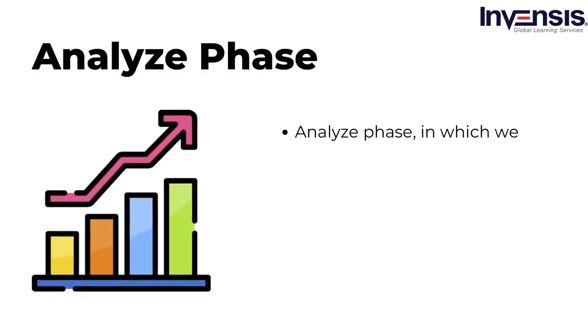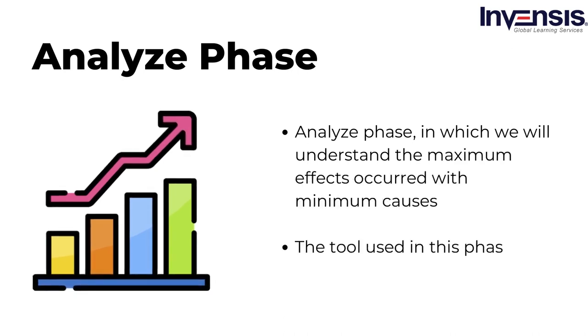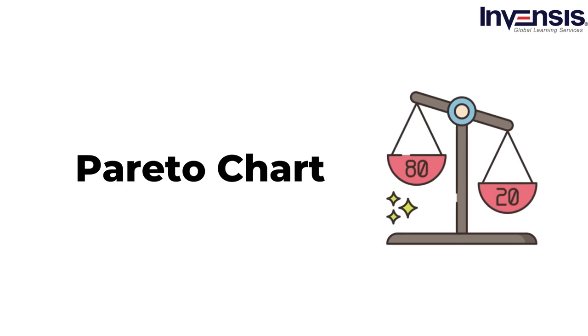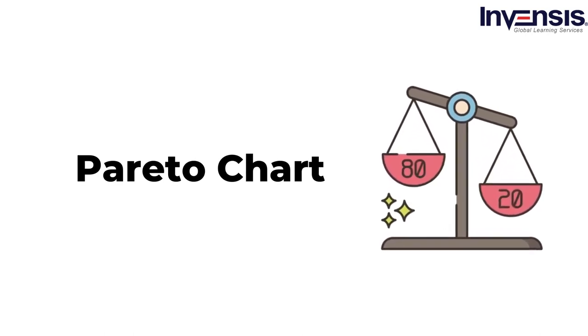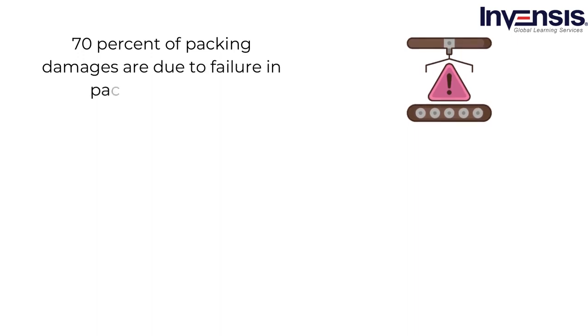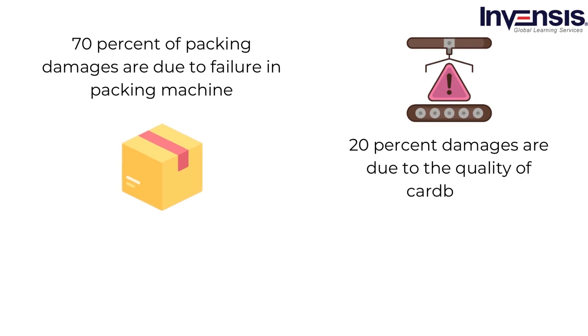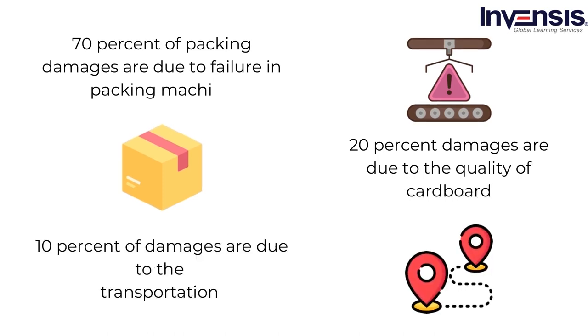Analyze phase, in which we will understand the maximum effects occurring from the minimum causes. The tool used in this phase is the Pareto chart. So, let us discuss the Pareto chart in detail. For this problem, let's say 70% of packing damages are due to failure in the packing machine, 20% of damages are due to the quality of cardboard, and then 10% are due to the transportation of deliverables after packing.